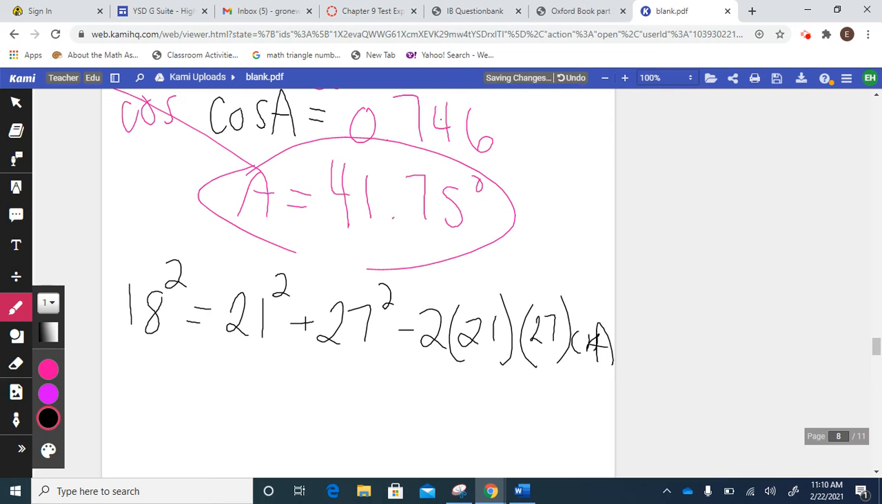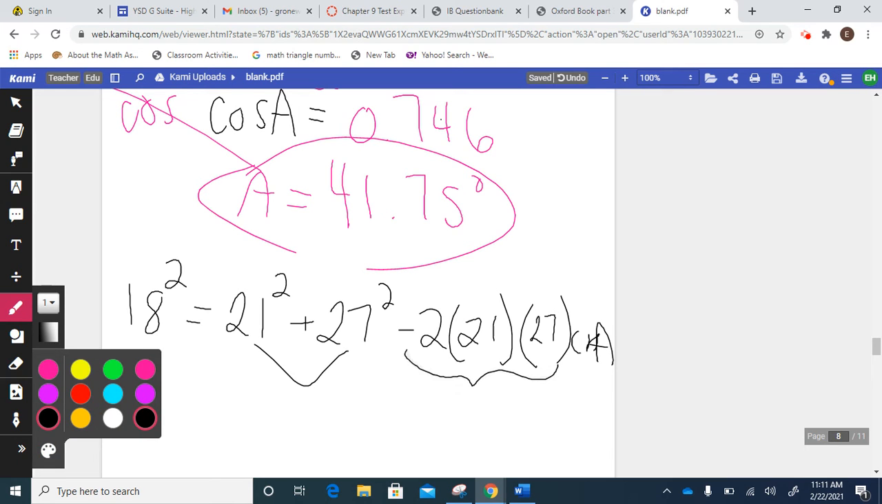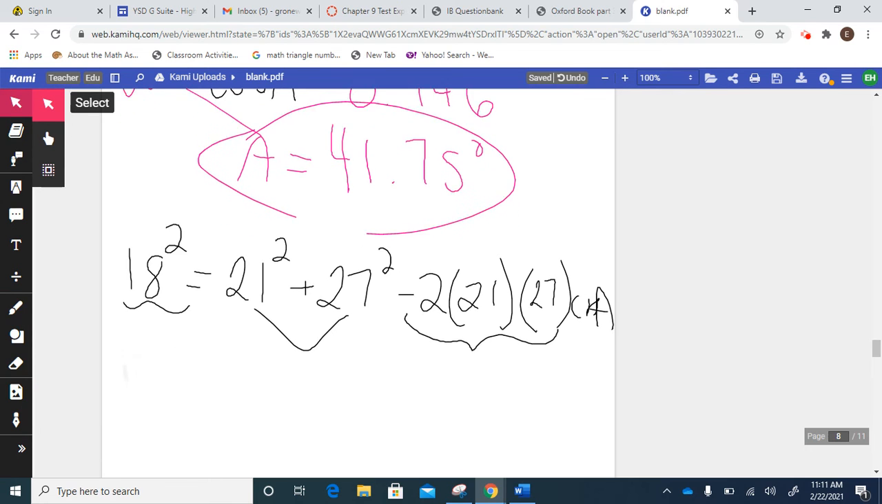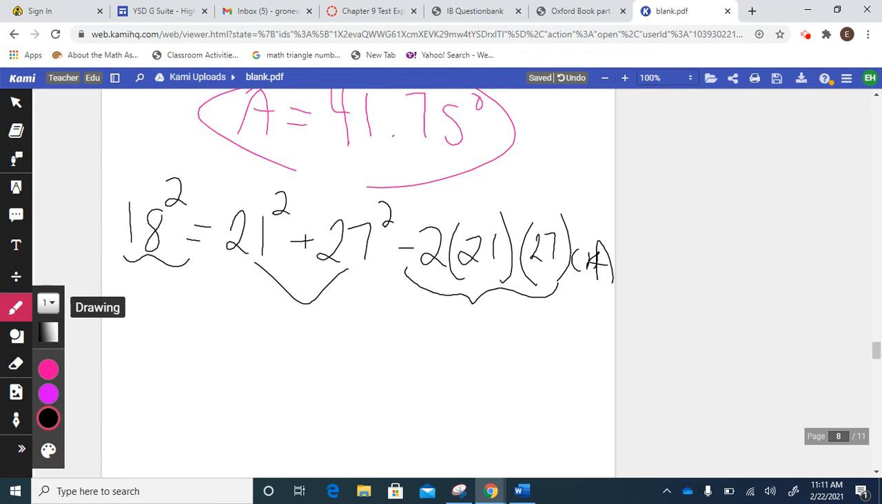Okay, so in order to solve this, what I'm going to do is combine these, combine this, and evaluate the 18 squared. So let's calculate some of these numbers in chunks. 18 squared is 324. 21 squared plus 27 squared, added together, is 1170.